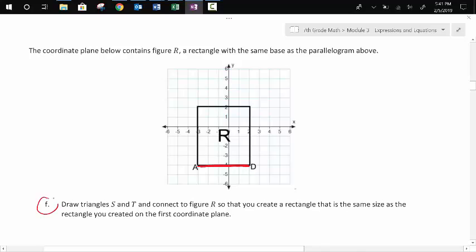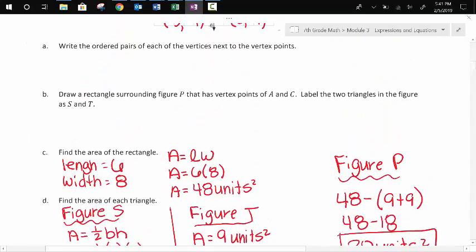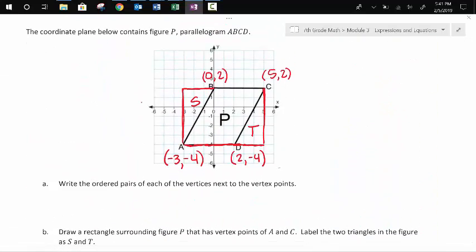So here at F, let's read what it says here. Draw triangles S and T and connect to figure R so that you create a rectangle that is the same size as the rectangle you created on the first coordinate plane. So remember up here, we had created the S triangle and the T triangle. So we're actually going to smush those two together, and we're going to put those right next to that other figure.